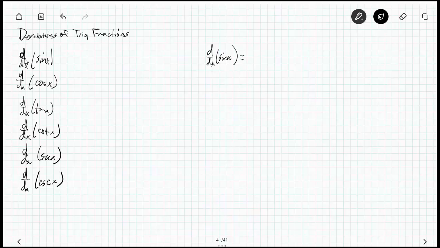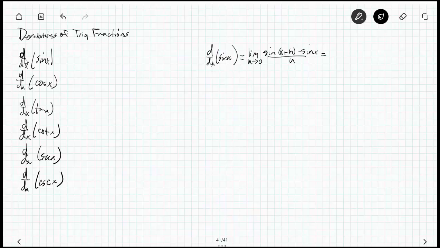So all right, first things first, hopefully you realize that this is just the limit as h goes to 0 of the sine of x plus h minus the sine of x all over h. That is by definition the derivative of sine. Okay, so let's go ahead and take a gander at this thing.